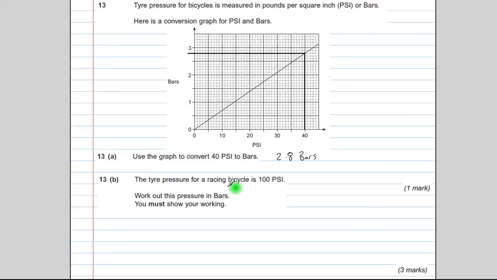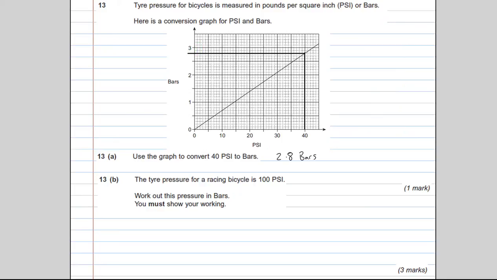Part B says the tyre pressure for racing bicycles is 100 psi. Work out this pressure in bars. You must show your working. Well, the problem in this question is that our graph doesn't go up to 100, so we can't use the same method. We need to think about another way of doing it.